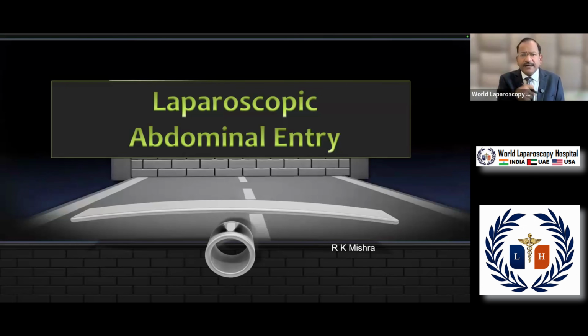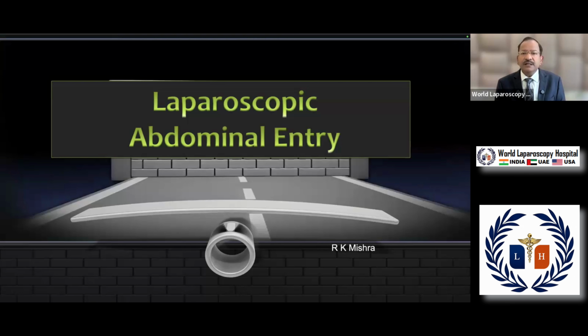Some of them put a direct trocar, some of them do VG port, some of them use the safety trocar, some of them use Veress needle, some of them use the Scandinavian technique, some of them use the Palmer's point. So, we must learn how to do the correct access and what are the advantages and disadvantages of different types of access.